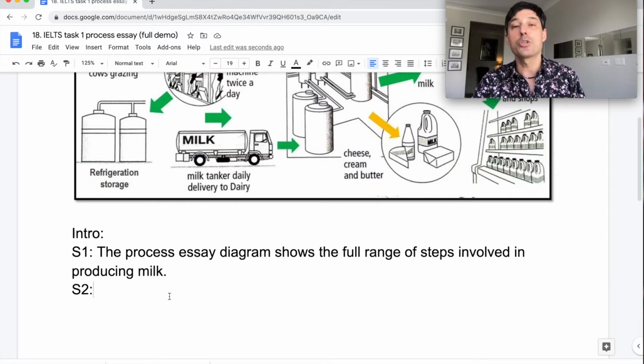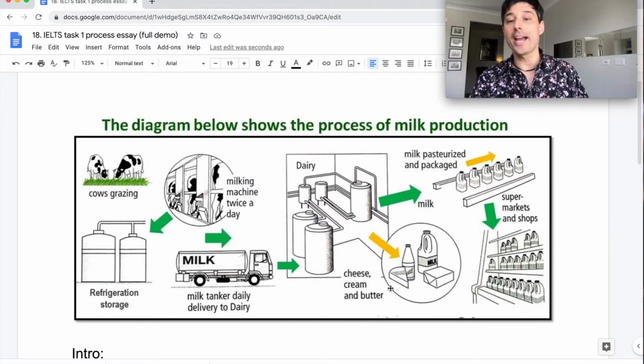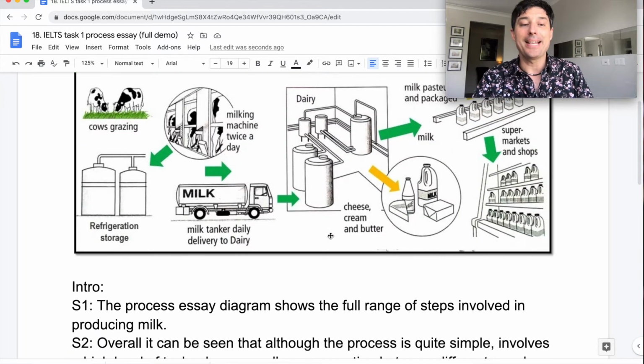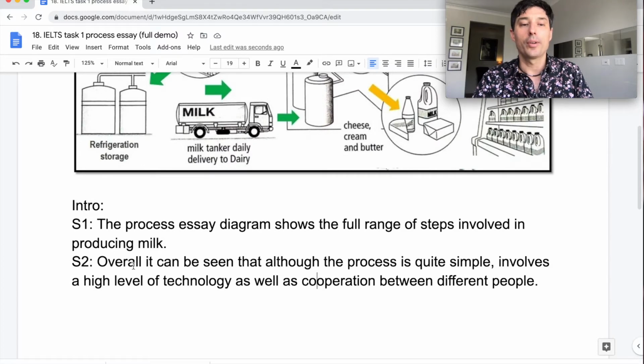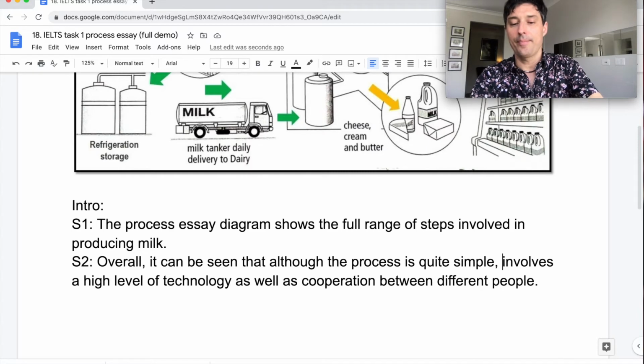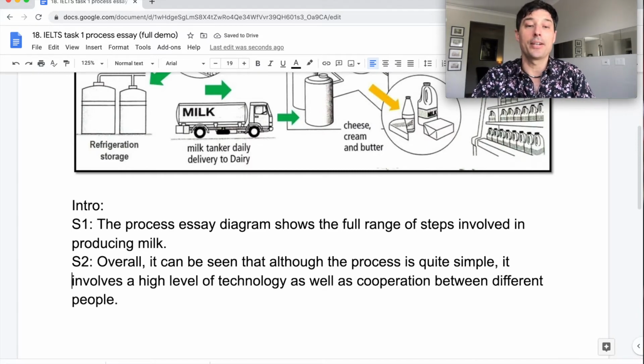And in the second sentence, I'm just gonna talk a little bit, give an overview of the whole chart. Okay, so if I look at the entire diagram, it's not really that complicated, but I think some of the parts of the steps involve a high level of technology. Like, for example, this one here, you need expert knowledge, and it takes a lot of money to also build this kind of thing. So I made this sentence down here. Overall, okay, let's just add a comma. Overall, it can be seen that although the process is quite simple, and let's add it there, it involves a high level of technology as well as cooperation between different people.